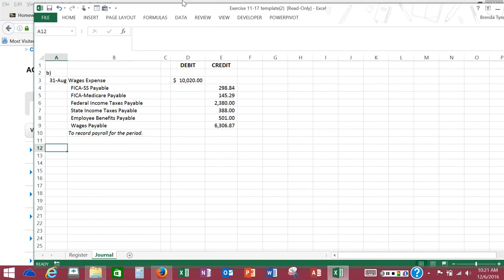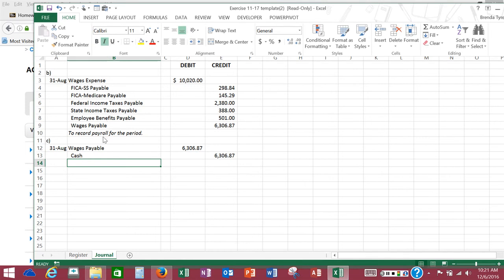The next entry asks you to record now when you actually pay the payroll. So again, same date, August 31st. And now we're just going to come in and we're going to say wages payable. And that will be that $6,306.87. We're going to now debit that because we're decreasing it. We're eliminating the liability, and we're doing so by spending cash. So we're decreasing cash, so we credit that for the $6,306.87. And here we're going to just say to record payment of payroll.